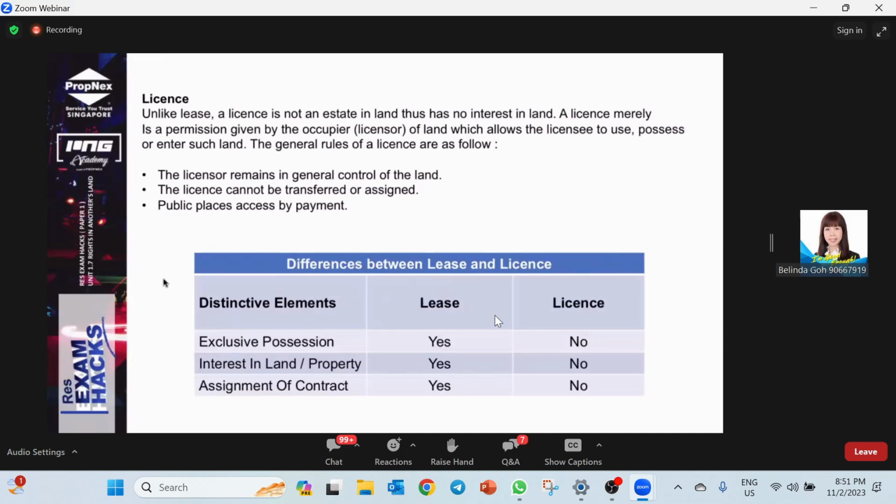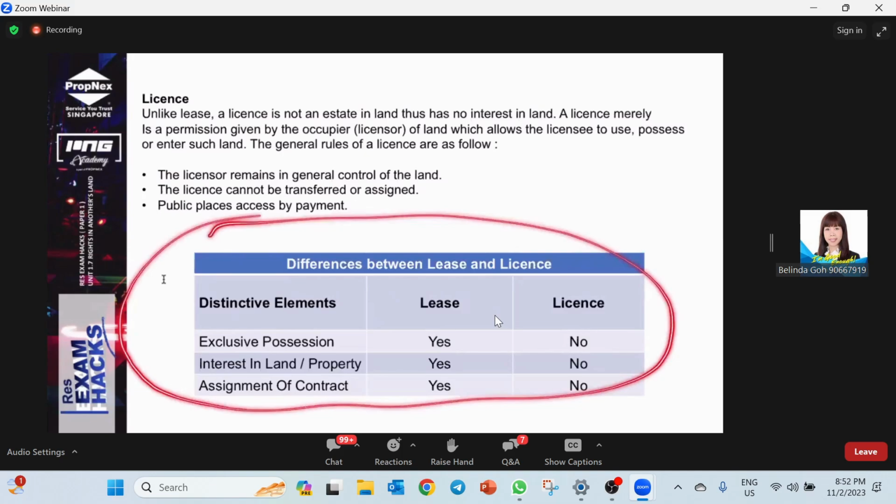Okay, I have some notes on the license for you. Unlike lease, a license is not an estate in land. Thus, it has no interest in land. Okay, a license is merely a permission given by the occupier of the land, which allows the licensee to use, possess, or enter such land. The general rules of a license are as follows. The licensor remains in general control of the land. The license cannot be transferred or assigned. Public places accessed by payment. So in short, this table helps you to simplify, for you to remember easily.